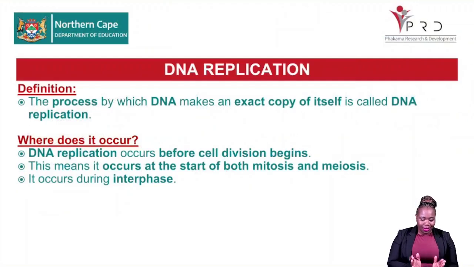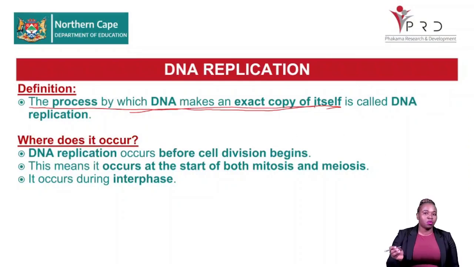So, this one, it's the process by which the DNA makes an exact copy of itself. Right. So if in the examination question 1.2 you get this description, the process by which DNA makes an exact copy of itself, you are simply going to give the answer and say DNA replication. That's it. Now, where does DNA replication occur? Remember, it occurs within the nucleus because that is where we find our DNA, right?